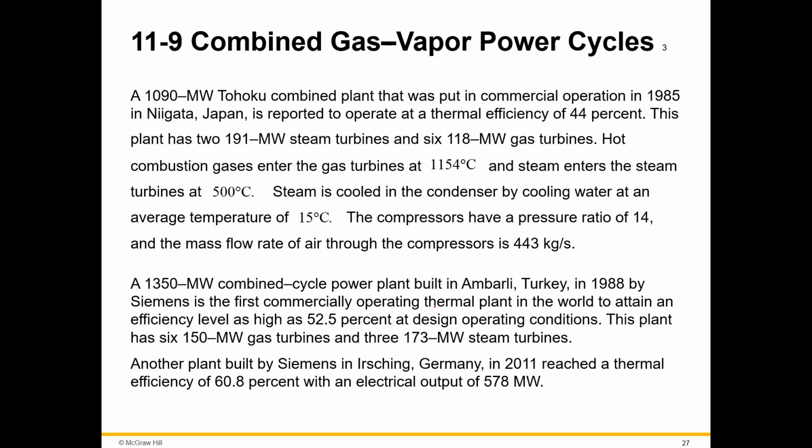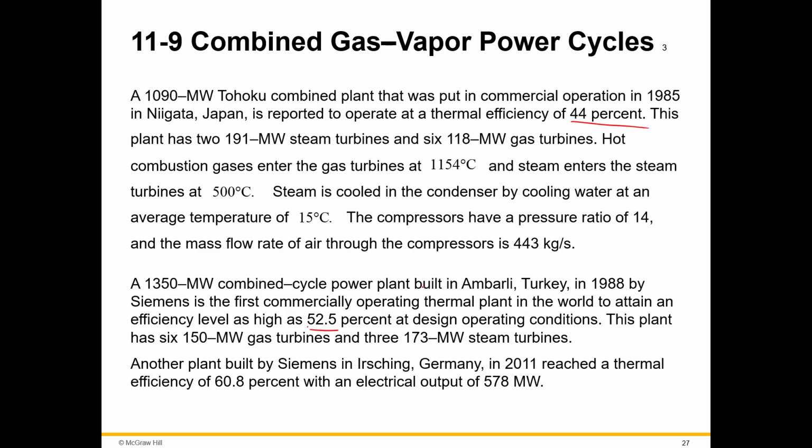A 1350 MW combined cycle power plant built in Ambarli, Turkey, in 1988 by Siemens, is the first commercially operating thermal plant in the world to attain efficiency levels as high as 52.5%. So significant versus 44%. But when you're talking about it in comparison to the ideal version, 100%, it's half, right? Well, close to half. This plant has six 150 MW gas turbines and three 173 MW turbines.